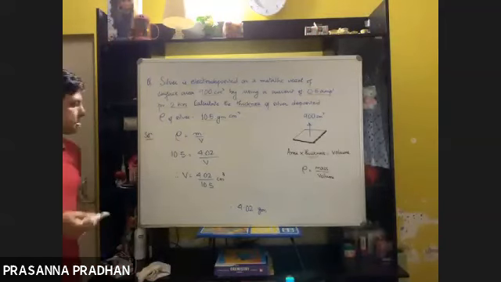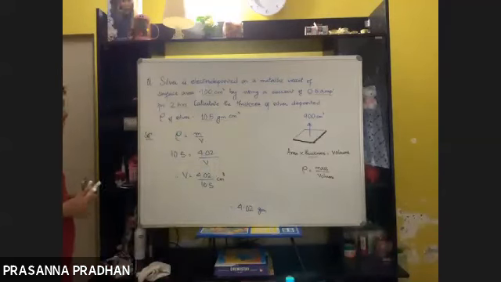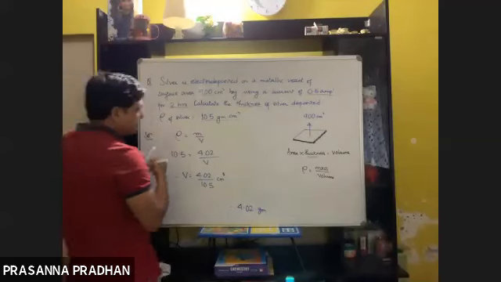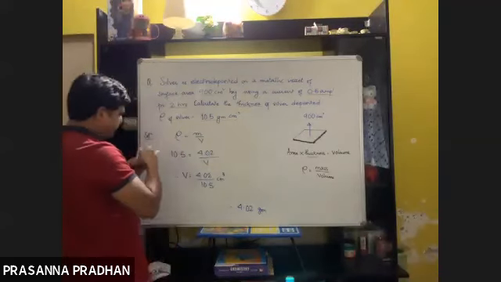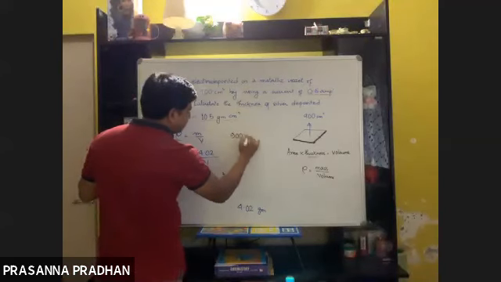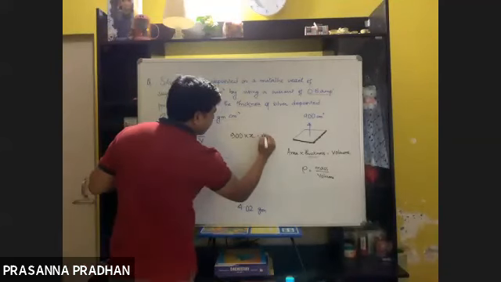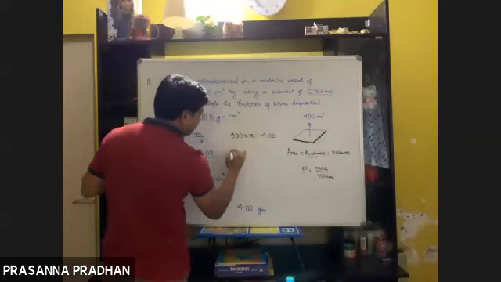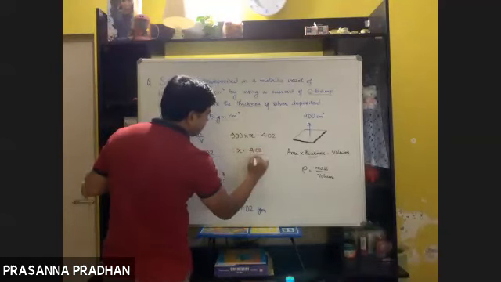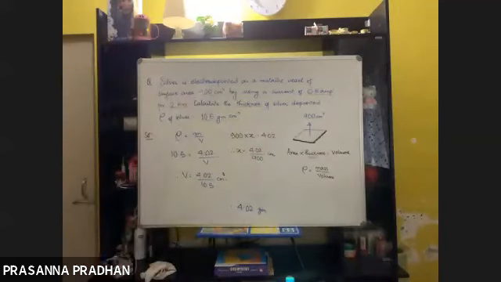But we are not supposed to find out the volume. We are supposed to find out the thickness. Now, say area. What is the area given? 900 centimeters square. What is the thickness? We don't know. Let it be x. What is the volume? 4.02. So therefore, thickness x will be equal to 4.02 divided by 900. And what will be the answer in centimeter?